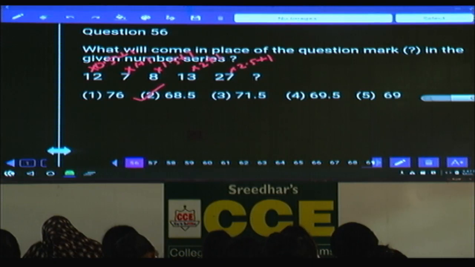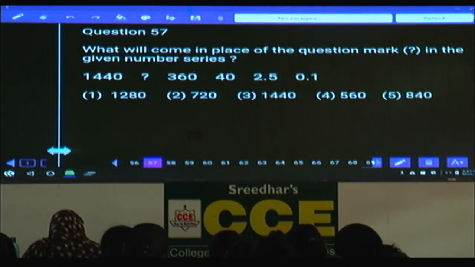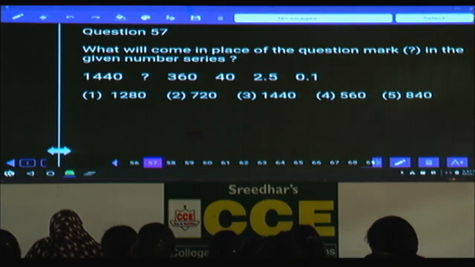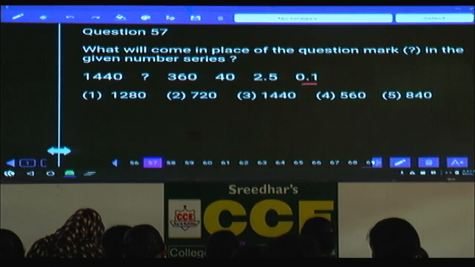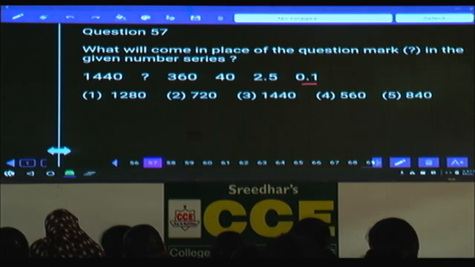Done? Now the given numbers are multiplied with 0.5, 1, 1.5, 2, 2.5, and 1 is added to each of these. Then coming to 57. Now in this 57, the numbers are in the decreasing order. Whenever the numbers are in the decreasing order, then we need to go in the reverse order, isn't it? Now in the reverse order, numbers starting with 0.1 and increase it to 1440. As the numbers are increasing at a very faster rate, it must be under multiplication or combination.